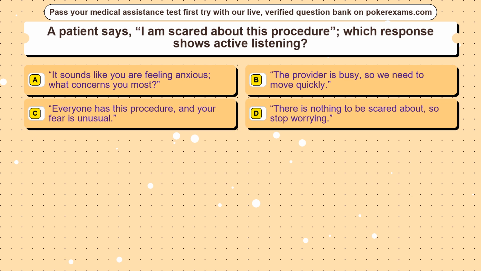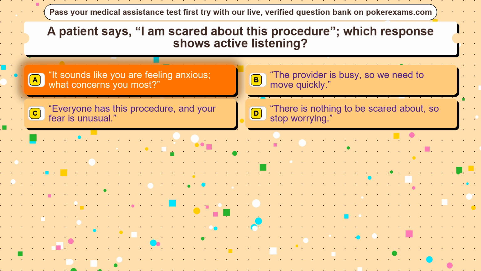Question 29. A patient says, "I am scared about this procedure." Which response shows active listening? Option A, "It sounds like you are feeling anxious. What concerns you most?" Option B, "The provider is busy, so we need to move quickly." Option C, "Everyone has this procedure, and your fear is unusual." Option D, "There is nothing to be scared about, so stop worrying."